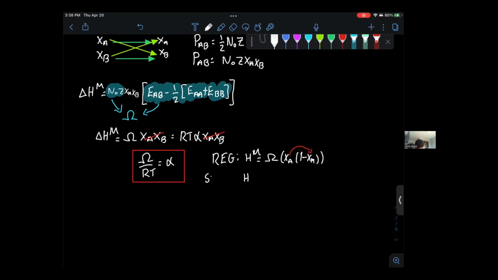A subregular solution is going to have a term in front being like A plus B times XB, times 1 minus XB, which is XA, multiplied by XB. And you can see here, somewhere along the way, we're going to end up getting a cubic function.